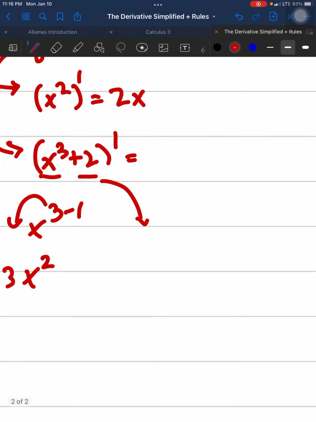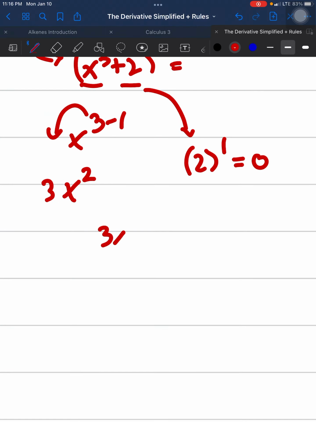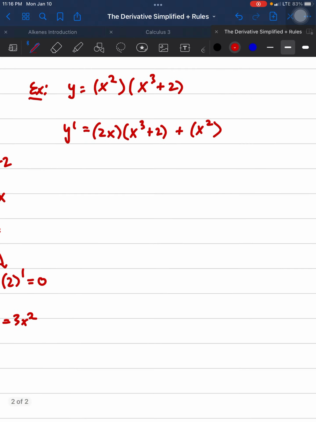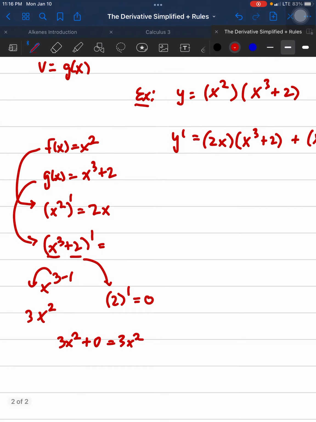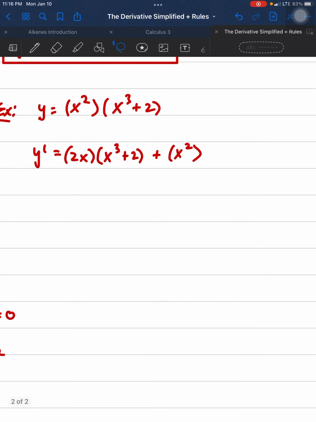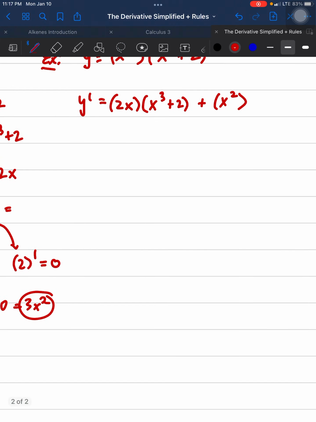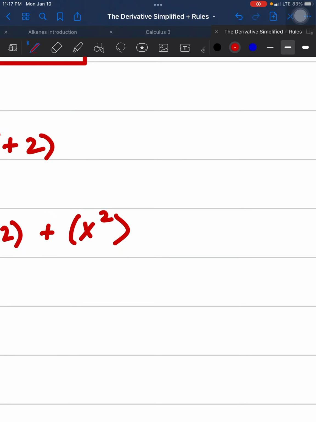And over here, 2 is a constant. When you take the derivative of 2, its derivative is 0. So our final derivative is basically 3x squared plus 0, which is just 3x squared. So that's the derivative of g of x. So we're gonna plug in our derivative back into the formula. So 3x squared here.